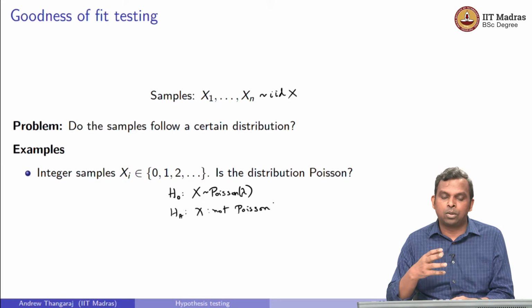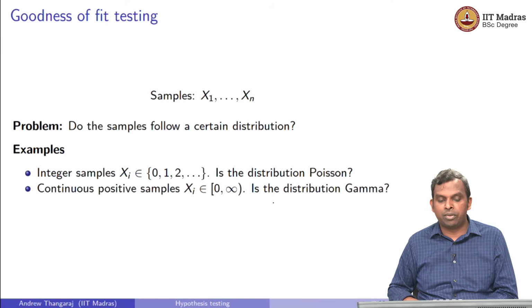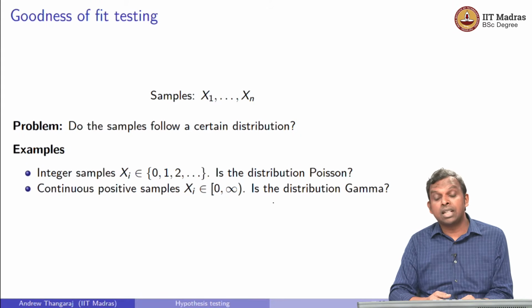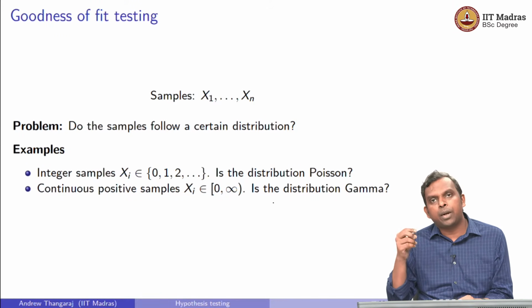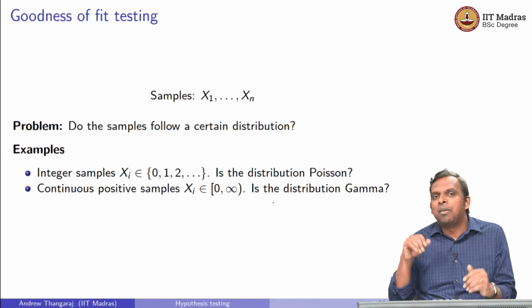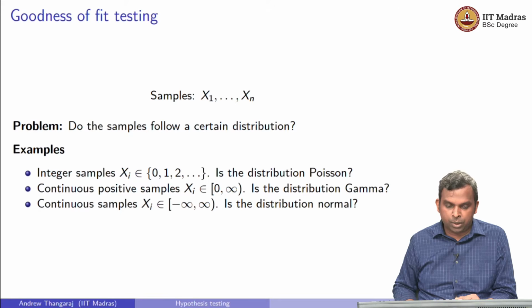Okay, so this kind of goodness of fit testing is also very common. You may have continuous positive samples, and a very natural question is: is the distribution gamma? Once again, I don't care about the alpha and beta, the parameters of the gamma. Whatever I get, I'm happy with, but is it gamma? Okay, it's a very important question.